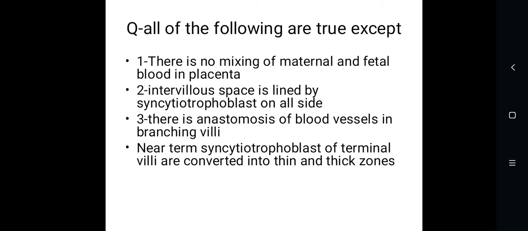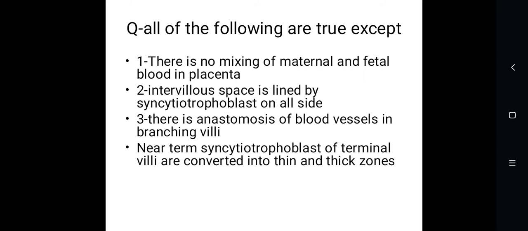There is anastomosis of blood vessels in branching villi. This is a confusing point, because in my previous video I told you that there is no anastomosis of blood vessels in the branching villi. This is important. Although most blood vessels anastomose, in the placenta, in the villi, there is no anastomosis. So the third option is wrong. Let us also see the fourth option: near term, syncytiotrophoblast of terminal villi are converted into thin and thick zones.